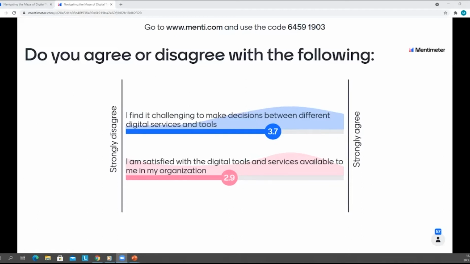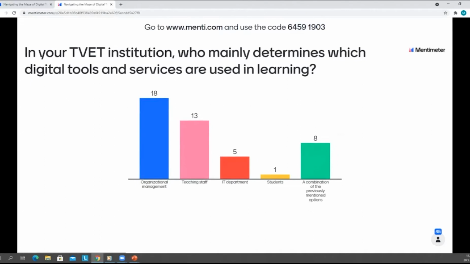And then the next question is, in your TVET institution, who mainly determines which digital tools and services are used? So it seems that it's almost a tie. Organizational management and teaching staff seem to have the loudest voice, so to speak, with IT department and students not being so strong, but a combination is gaining. So now we have a tie between management, and now teaching staff is winning. So that seems to be a very good situation. So actually teaching staff is heard.